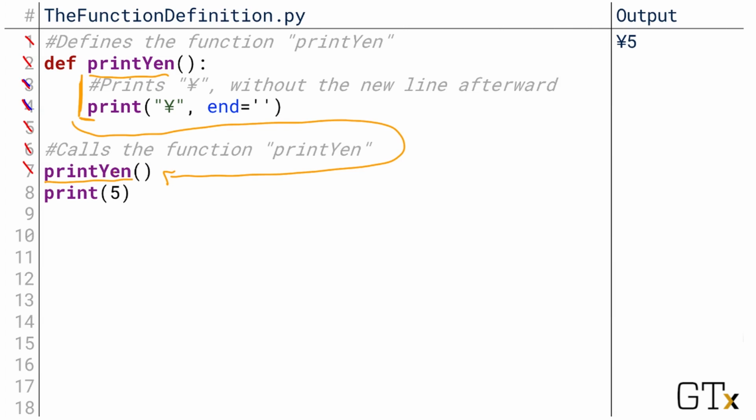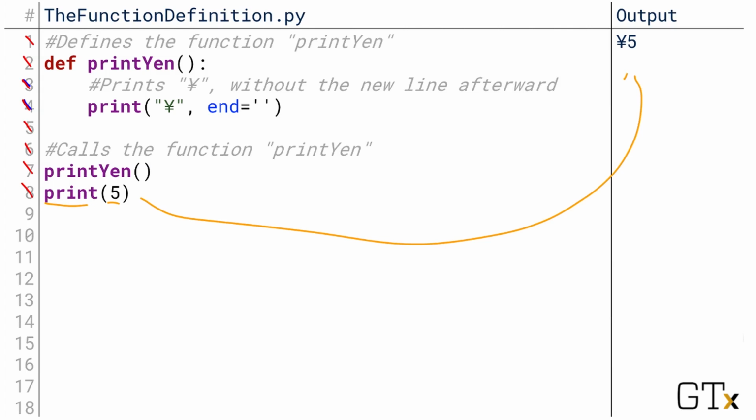If println was part of a longer line of code, the computer would continue executing that longer line of code. Here, though, it's not. So the computer just proceeds to line 8, where it's told to print the number 5, and sure enough, we see the number 5 printed after the symbol for yen.